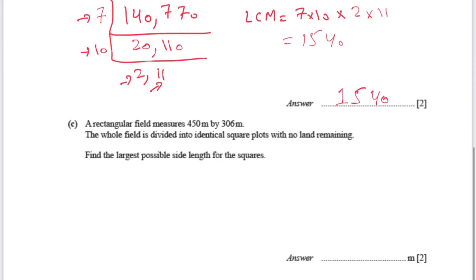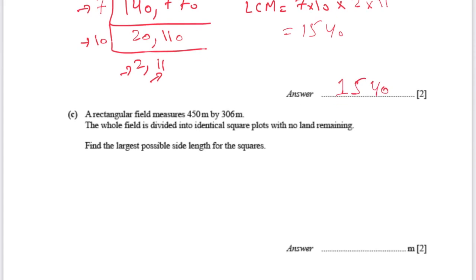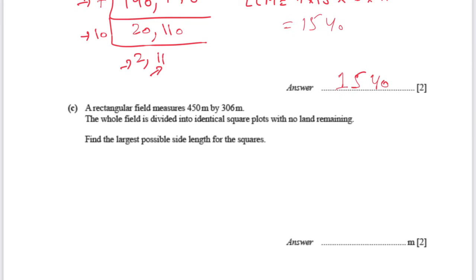Okay, let's look at the next part. The next part says a rectangular field measures 450 meters by 306 meters. The whole field is divided into identical square plots with no land remaining. Find the largest possible side length for the squares. So for this part, what they've asked us to find is actually the GCF. That's the hidden meaning behind the second sentence. So let's find the GCF.